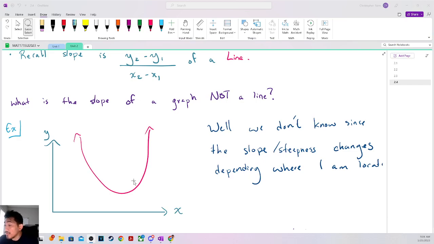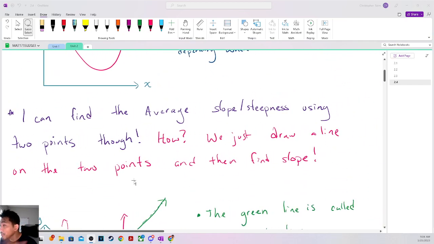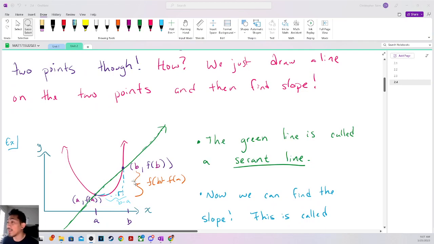So this becomes an issue because we still want to talk about steepness and slope, even if it's not a line. So what do mathematicians do when they're confused? Well, it's actually very simple. When they don't know what to do, they always go back to what they do know how to perform. So what I'm going to do is instead of dealing with this crazy mess, I'm going to deal with a line. I'm going to use the 2 points I care about and draw a line through it. This line in particular that I draw through the 2 points that I care about is called the secant line.